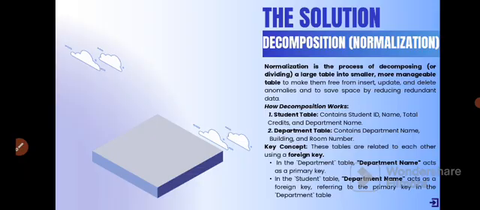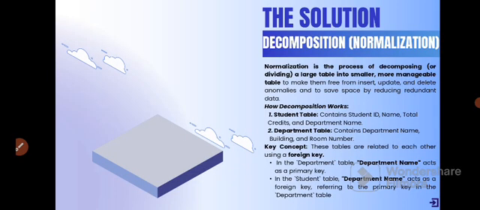Decomposition, in the sense, means splitting the larger table into multiple small tables. That means here we are going to split the student table into two small tables, called the student table and the department table. The student table contains information like student ID, name, total credits and department name. The department table has the columns department name, building and room number.